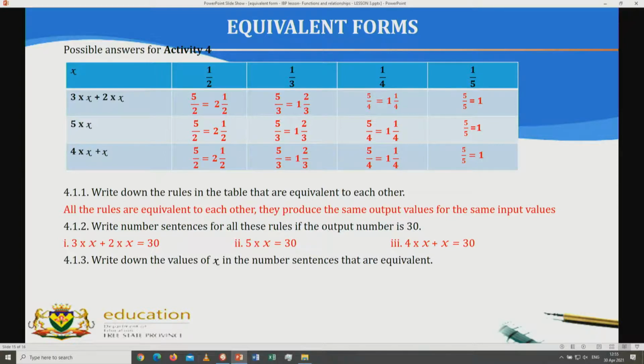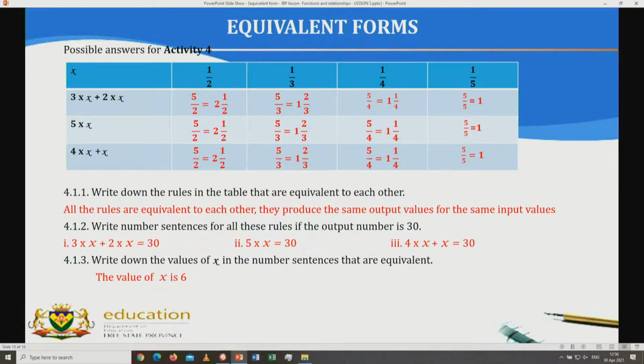Now, write down the value of x in the number sentences that are equivalent. The value of x will be 6. Now, let's check if 6 is the correct answer. How are we going to do that? We are going to substitute the x with the number 6. That all in all, we must get 30.